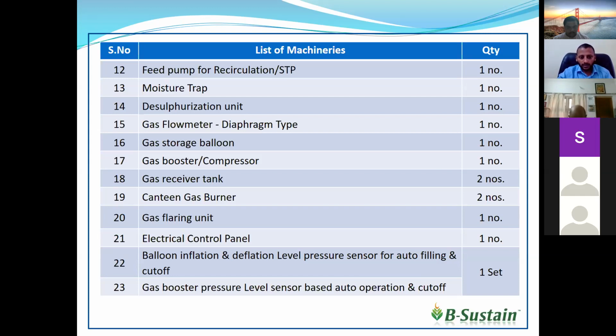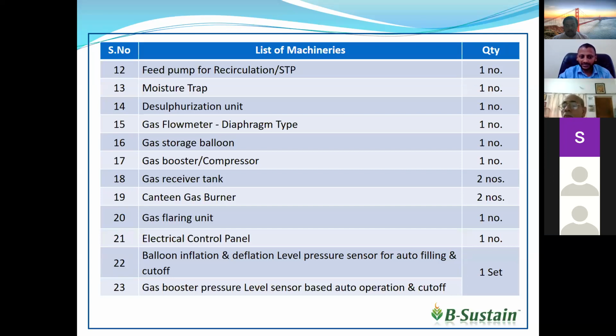And then gas boosters. If you need a high pressure, more than 1 bar in the application, then you have to go for a compressor. If your pressure requirement is 1 bar or less than 1 bar, then you can choose twin lobe boosters. And then the gas receiver tank: based on your requirement and storage, you can decide on a gas receiver tank. And then the canteen gas burner.